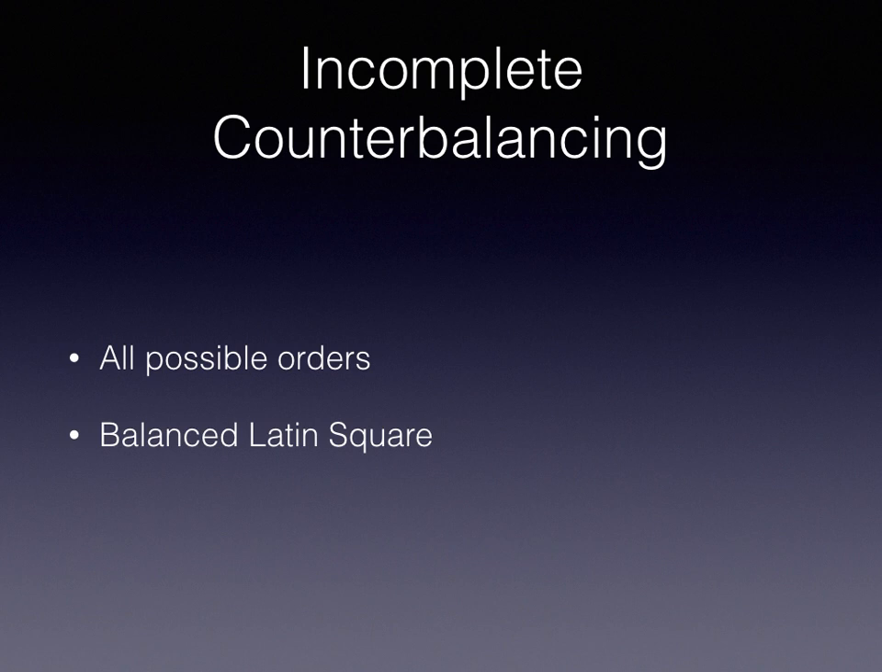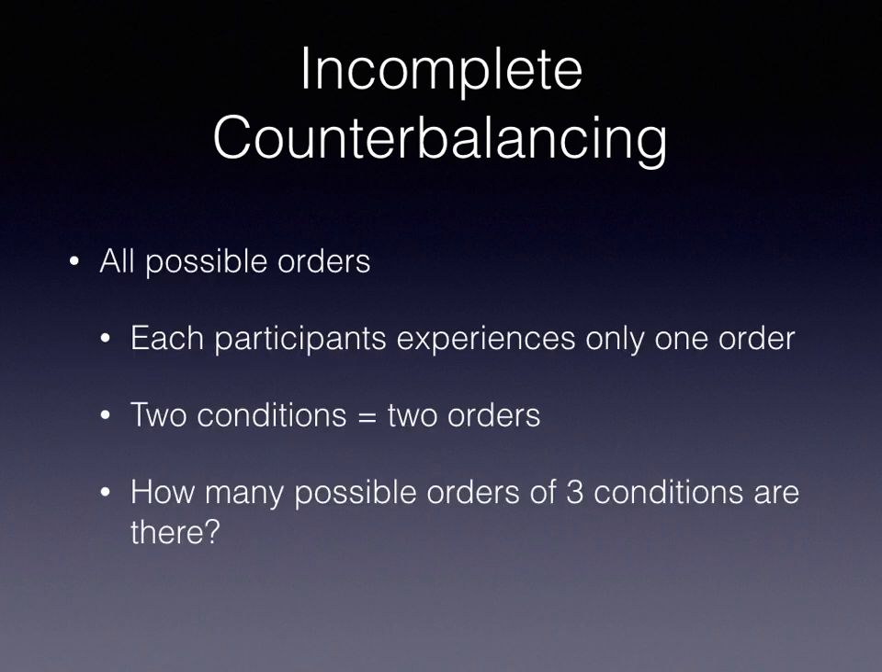The two methods of incomplete counterbalancing, where different people experience all conditions but in different orders, we call all possible orders. And the next is called the balanced Latin square. And that involves a small formula that I hope you'll be able to plug and play in lab. For all possible orders, every participant experiences only a single order, right? And each possible order must be represented.